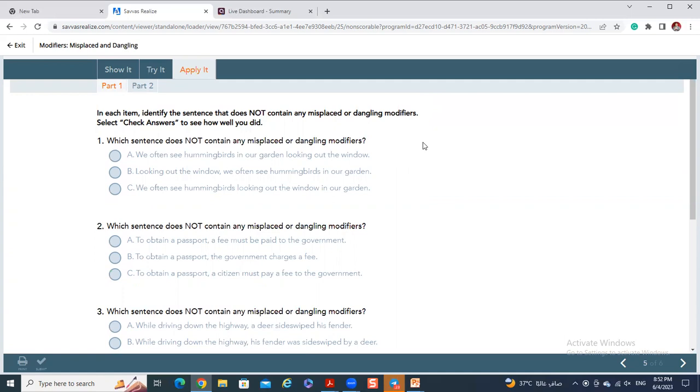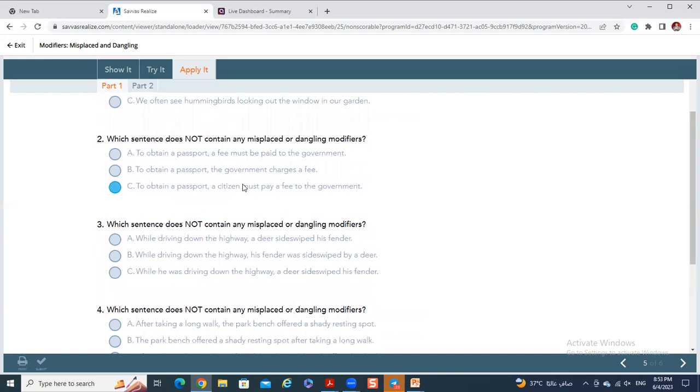We often see hummingbirds in our garden looking out the window. Looking out the window, we often see hummingbirds in our garden. We often see hummingbirds looking out the window in our garden. B. Looking out the window, we often see hummingbirds in our garden, maybe.